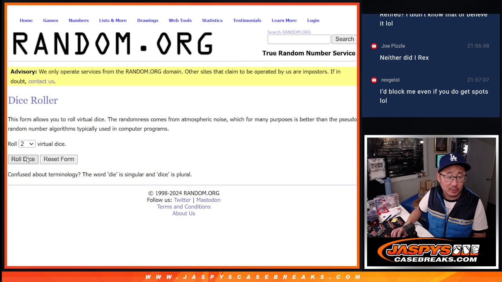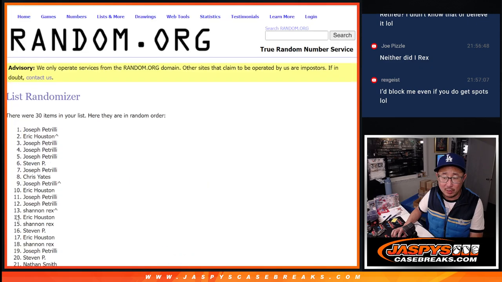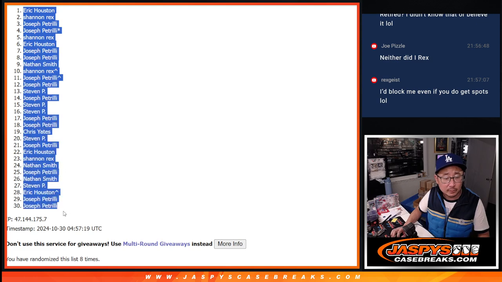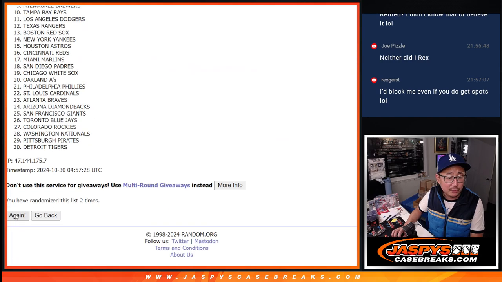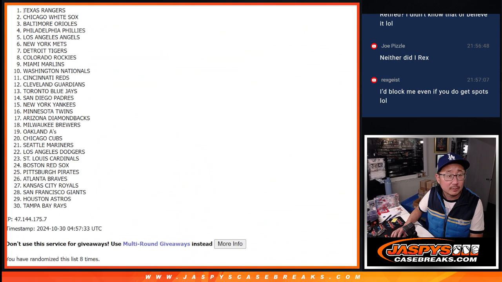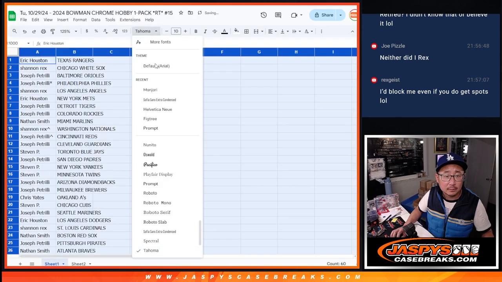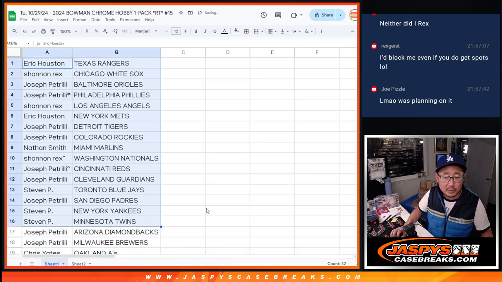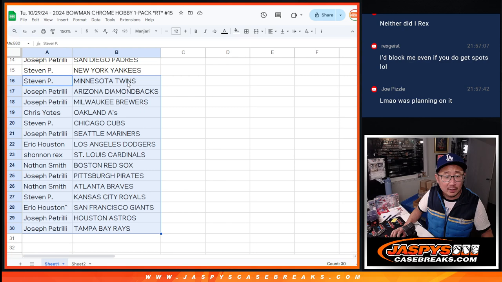This is our first of two dice rolls. Let's roll it, randomize it. A 4 and a 4, 8 the hard way for names and teams. 1, 2, 3, 4, 5, 6, 7, and 8. And then a 4 and a 4, 8 the hard way for the teams. 2, 3, 4, 5, 6, 7, and 8. All right, there's the first half of the list right there. And the second half of the list right there.